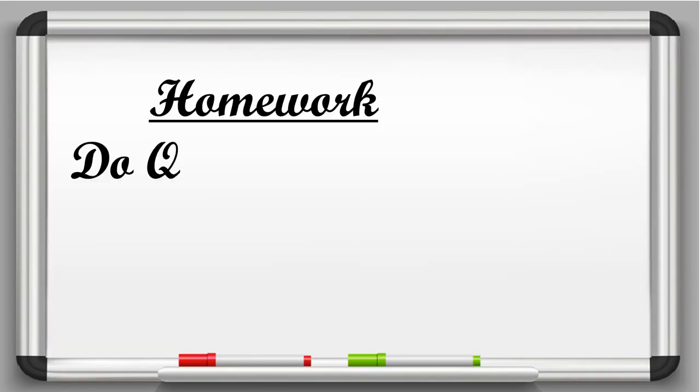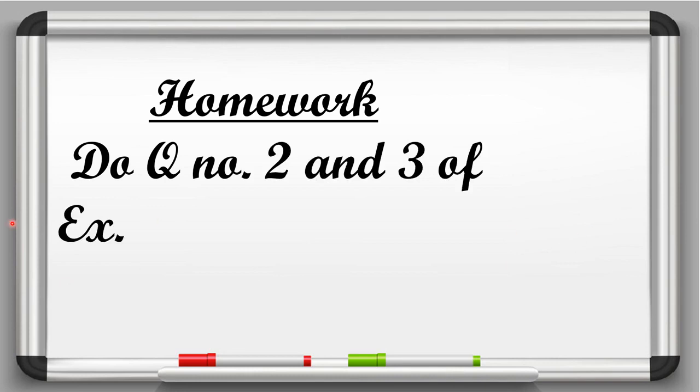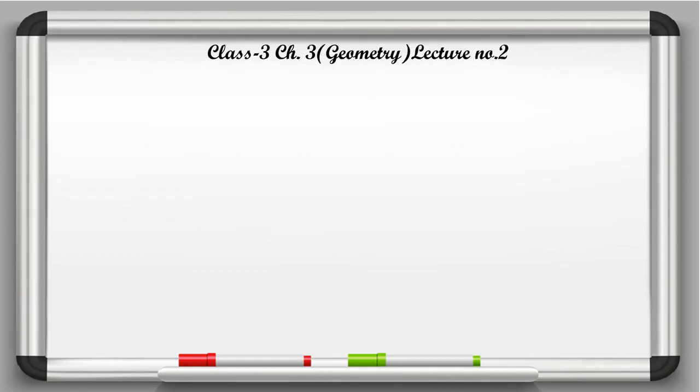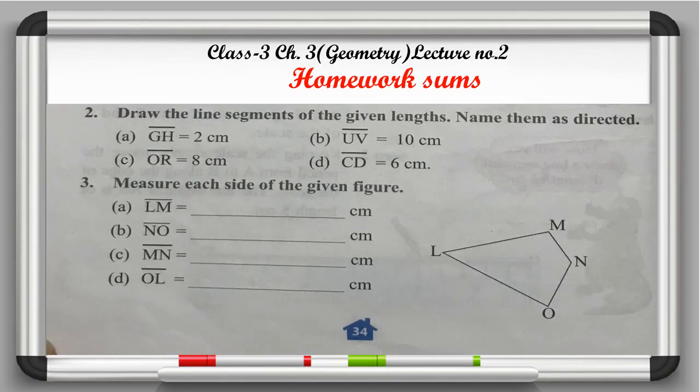Understood? Now today's homework. Do question number 2 and 3 of exercise 3B in the notebook. Okay, so now I am going to show you the homework sums. So here it is given in question number 2: draw the line segments of given length and name them as directed. So here in A part, you have to draw a line segment of length 2 centimeters and give it the name GH.